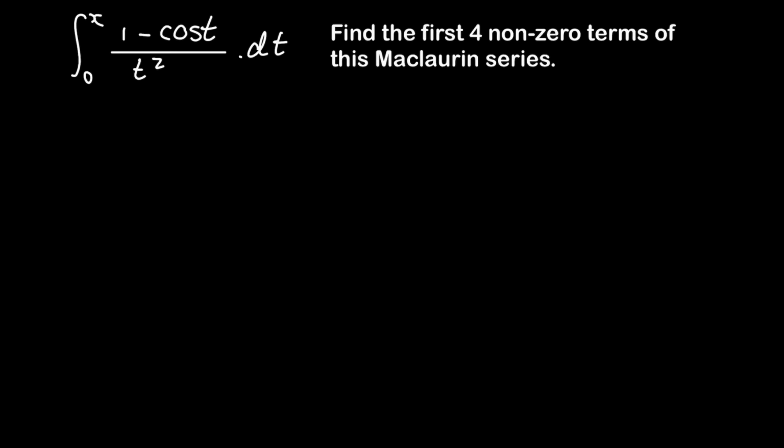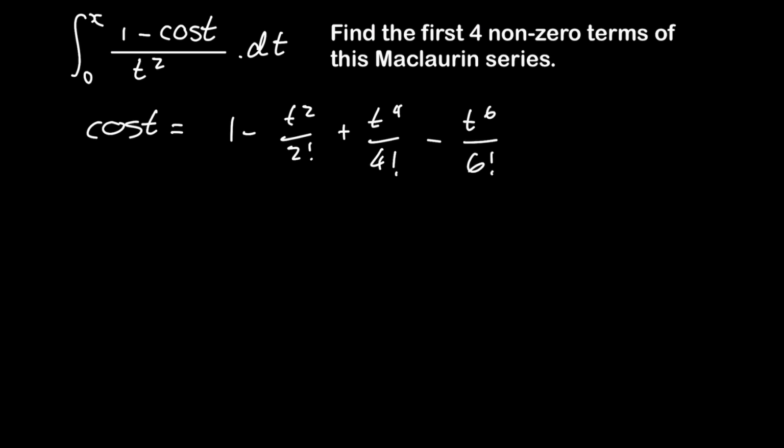In day 89, we are asked to find the first four non-zero terms of this Maclaurin series. So first of all, we have a Maclaurin series for cos of t. So let's go and write that down. Cos of t is equal to 1 minus t squared over 2 factorial plus t to the 4 over 4 factorial minus t to the 6 over 6 factorial plus t to the 8 over 8 factorial. And this goes on. And obviously I'm not going to write too many terms because we don't really need them.